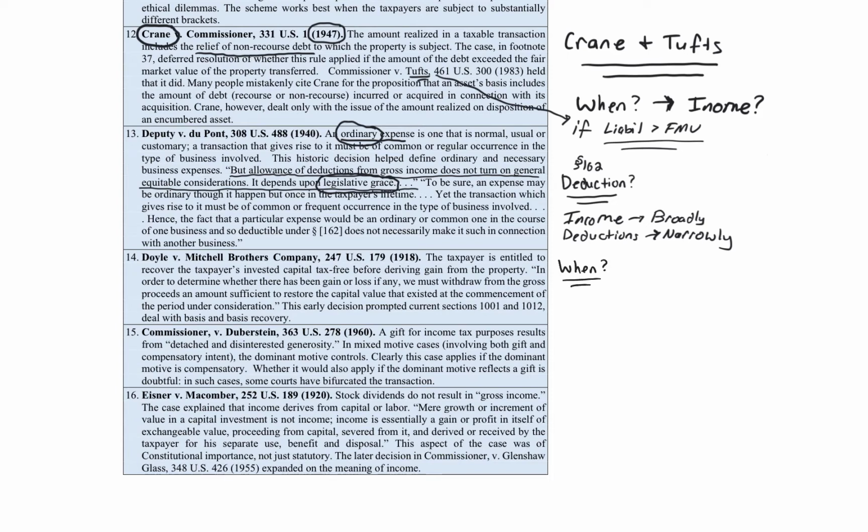Whenever we have a perfect way to understand this, amount realized minus adjusted basis, right? When you have a property transaction, you're able to subtract away the adjusted basis. So what this is saying is that the taxpayer is entitled to recover the taxpayer's invested capital tax-free, i.e., adjusted basis, before deriving gain. So if we're calculating the gain, it's not just going to be the amount realized. We get to subtract away the adjusted basis in calculating the gain.